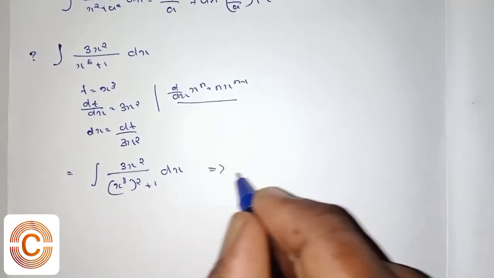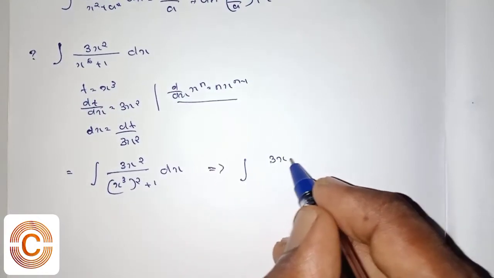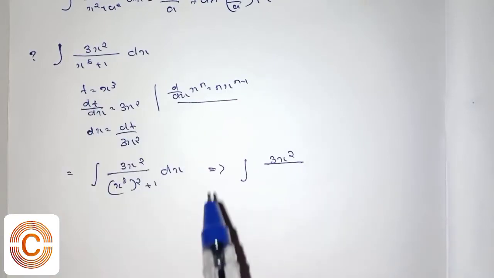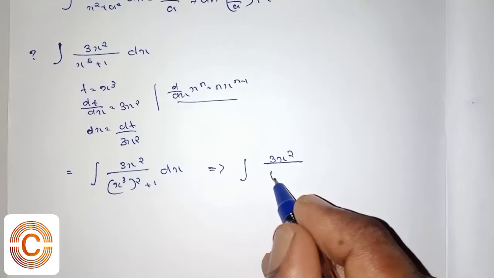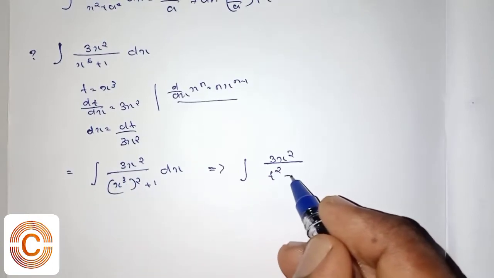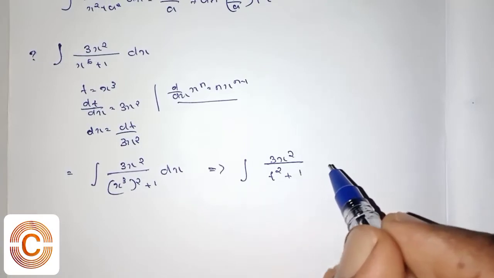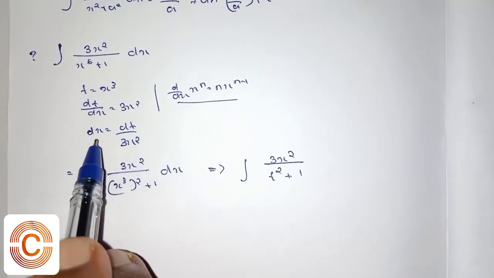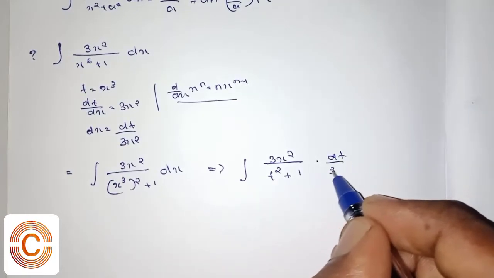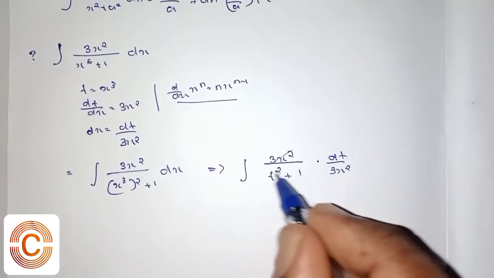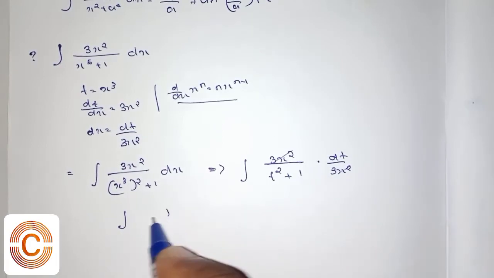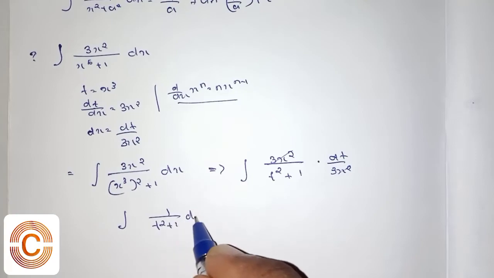So the solution becomes integral of the numerator 3x square divided by, we know that x cube is equal to t, so x cube square is t square plus 1. Then putting the value for dx, which is equal to dt divided by 3x square, the 3x square and 3x square cancel, and we get a solution as integral of 1 divided by t square plus 1 dt.